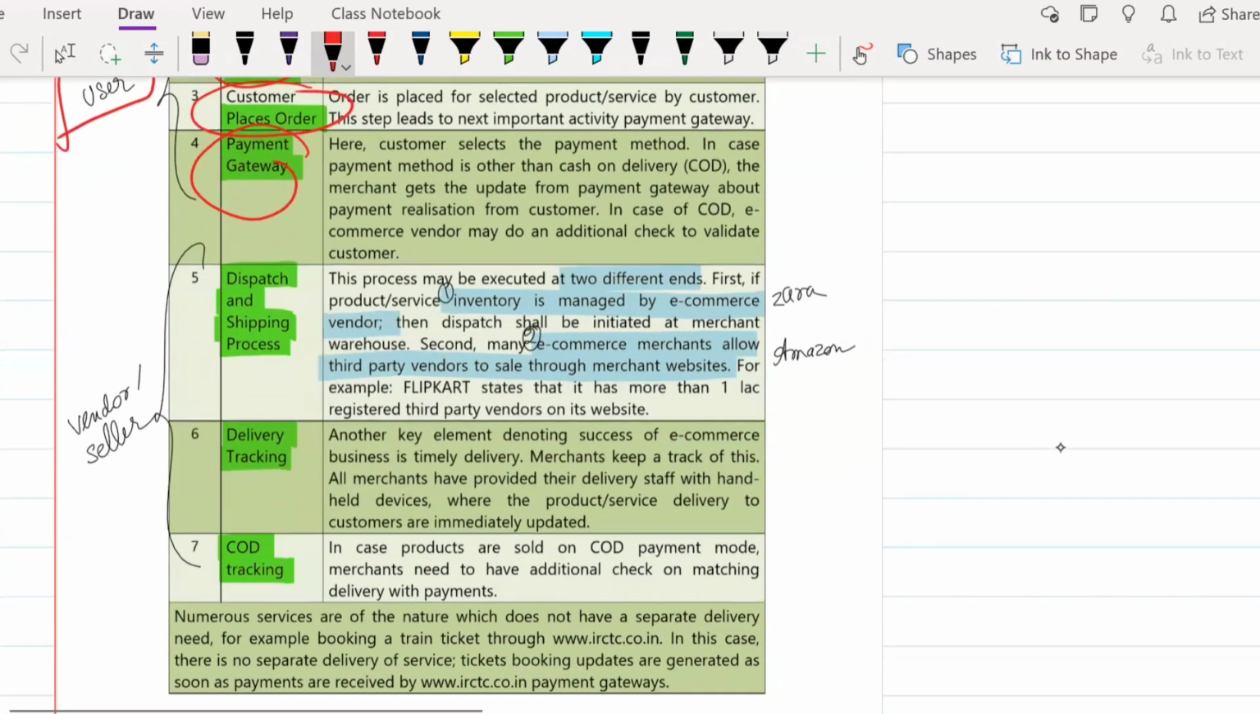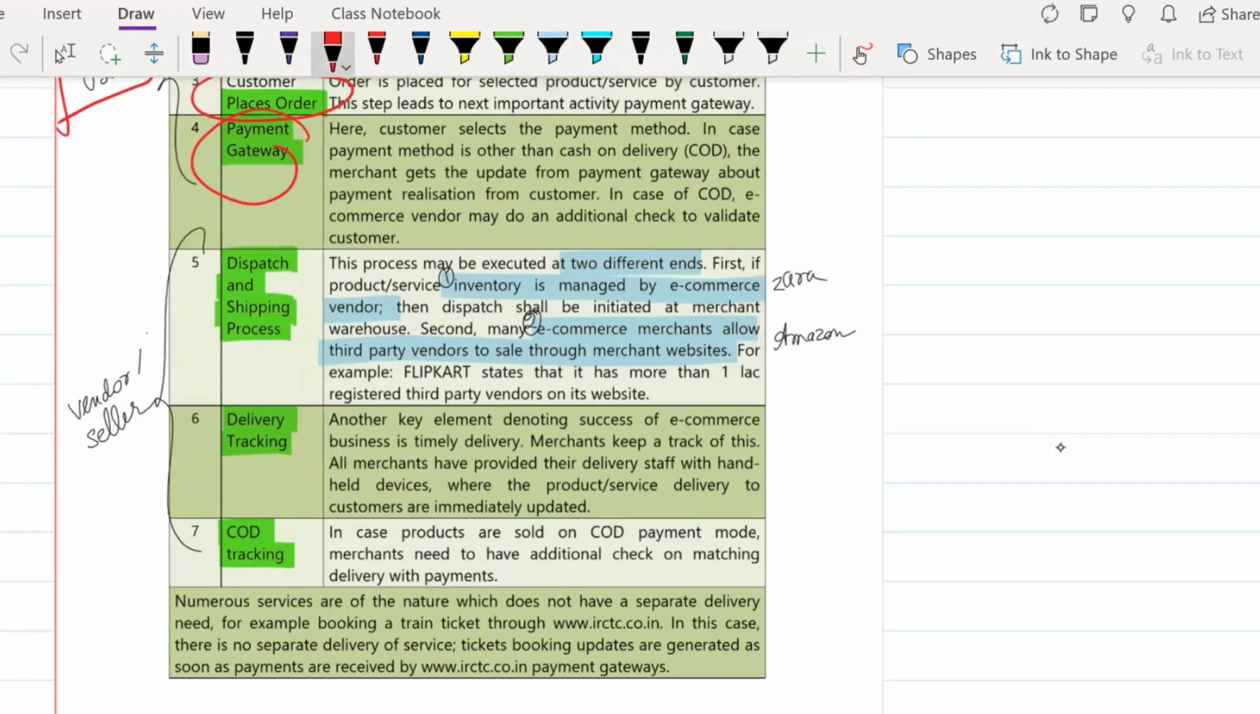Now, after that comes the task of the vendor or the seller, the person who is going to make the sale. Now his duties come in. What he has to do is, first, dispatch it and do the shipping process, whatever is there. Here there might be two kinds of dispatch and shipping process that can happen.